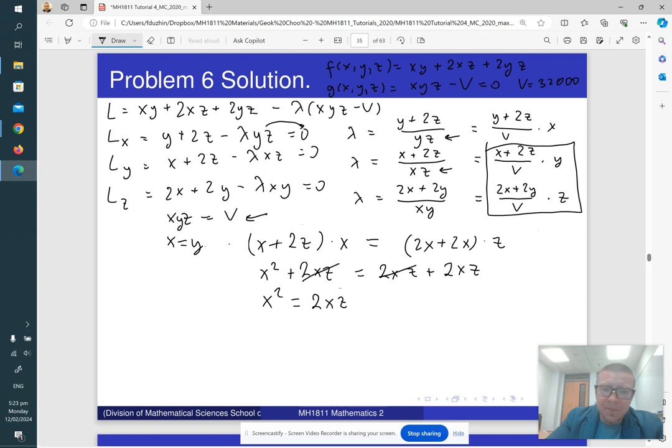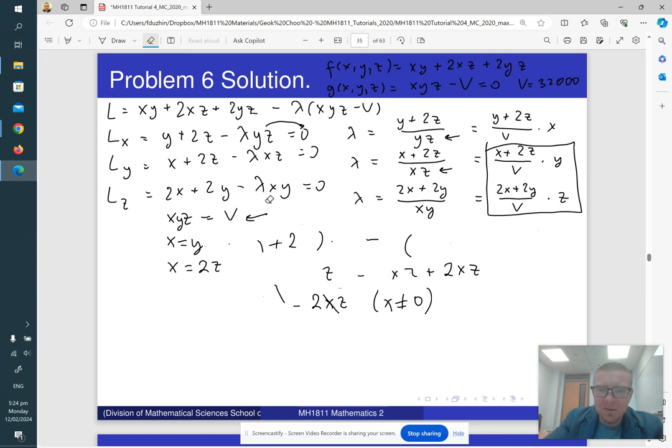And I've already mentioned that z does not equal 0, but x is not 0 either, right? Because if x were equal to 0, then x times y times z would be 0 and not 32,000, right? So since x is not 0, I can cancel by x. All right, but then this equation is just x equals 2z. All right. I don't need this anymore.